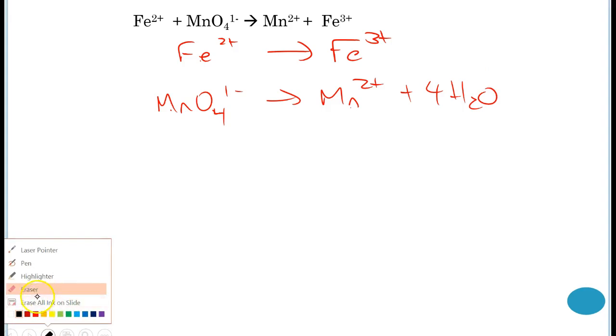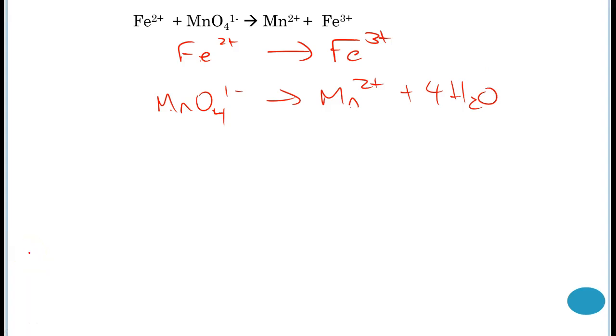All right, next step. You're going to balance the hydrogens by adding H1 plus. And again, no hydrogens, skip it. Here I have 4 times 2, I have 8 hydrogens, so I'm going to put 8 H1 plus over here. Okay, so far so good.